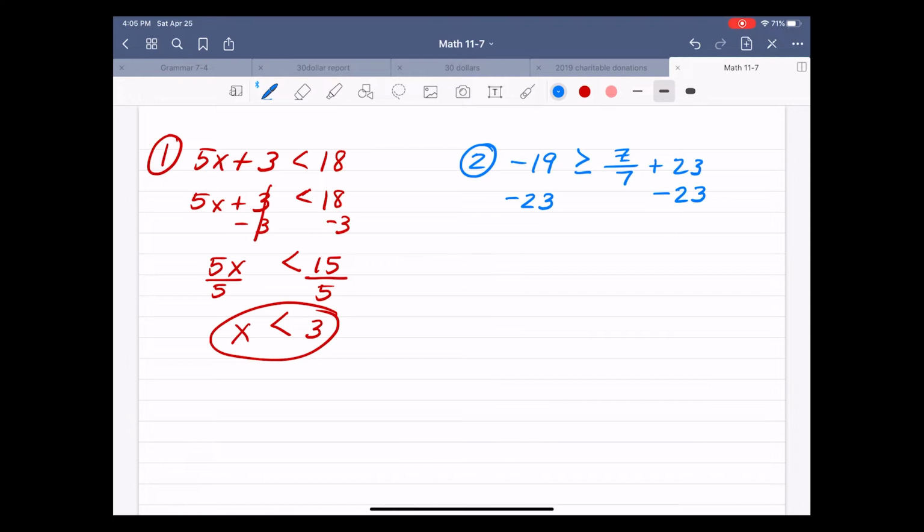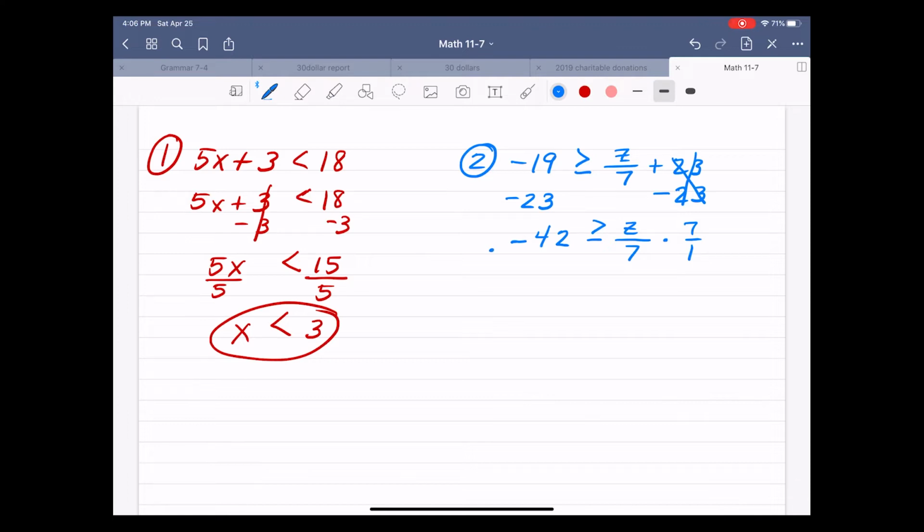Now I've got a negative 19 and a negative 23. Essentially, I'm finding out how many negatives I have, which in this case would be 42. 23 minus 23 leaves me with 0. So I have negative 42 is greater than or equal to z over 7. Now I've got to get rid of this z divided by 7. The inverse is multiply it by 7 over 1.